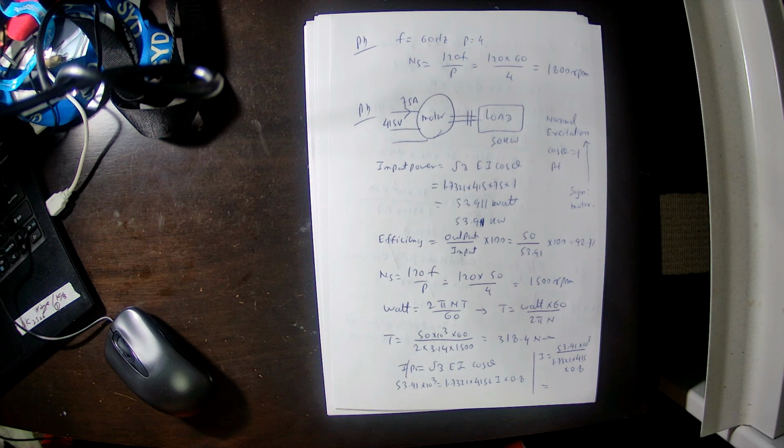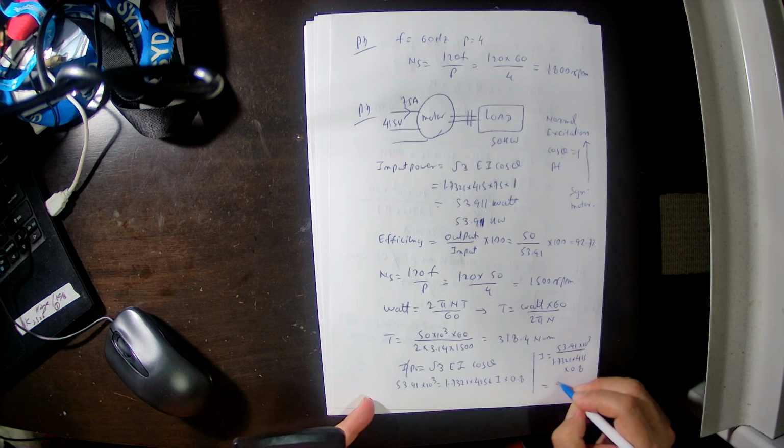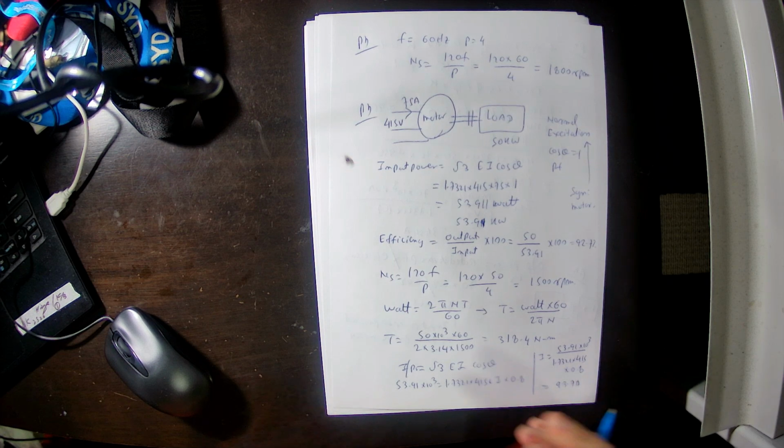So 53.91 multiplied by 1000 divided by 1.7321 divided by 415 divided by 0.8. So we got 93.7 ampere. So this is the way we calculated this problem.